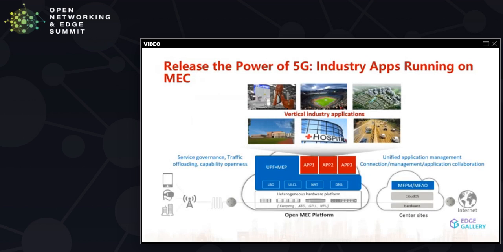So here, as we know, 5G will release the power of industry applications. So the industry applications in future will more and more run on MEC. So for this scenario, how to do the service governance, how to do the traffic offloading, and also the capability openness. So we need a unified application management platform to deal with the connection and the management and the application cooperation with the MEP platform.